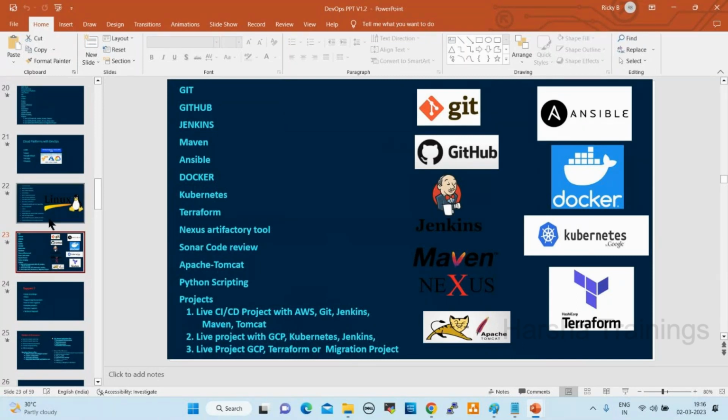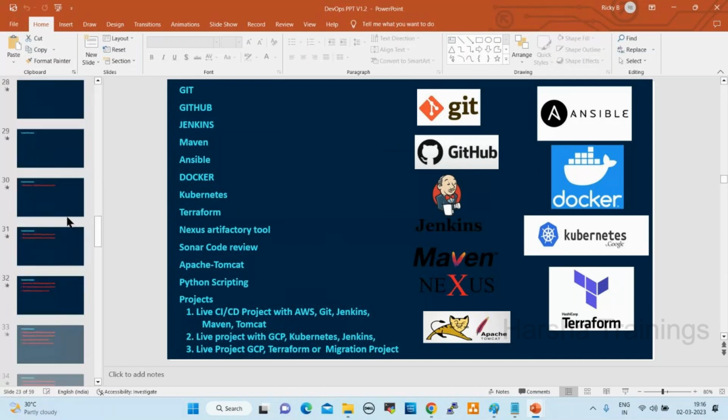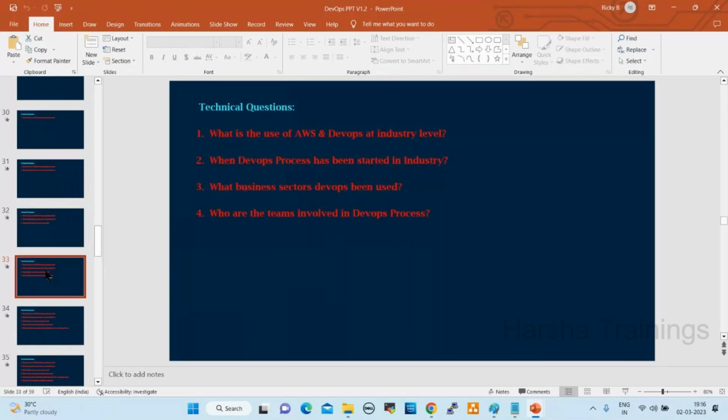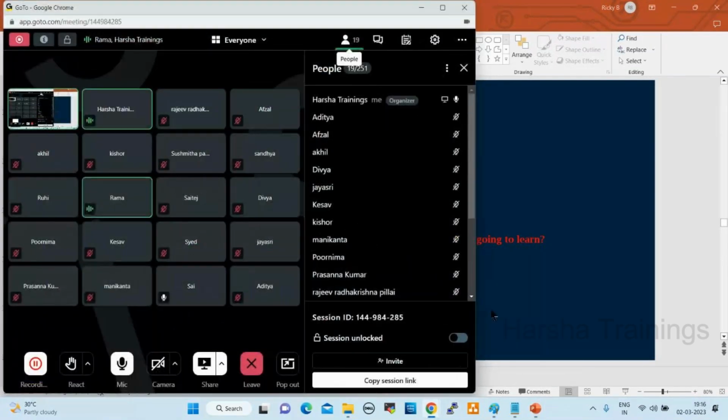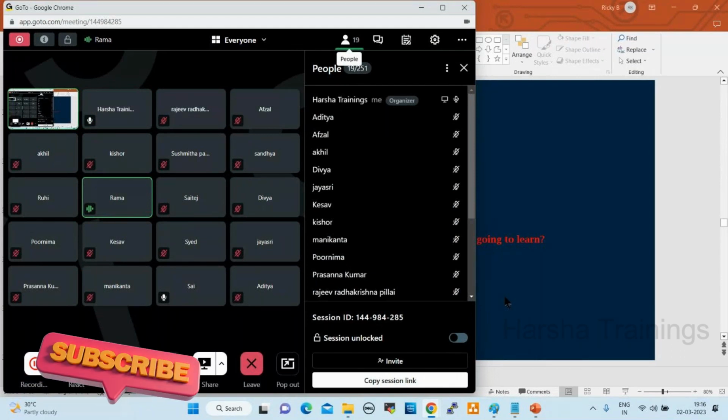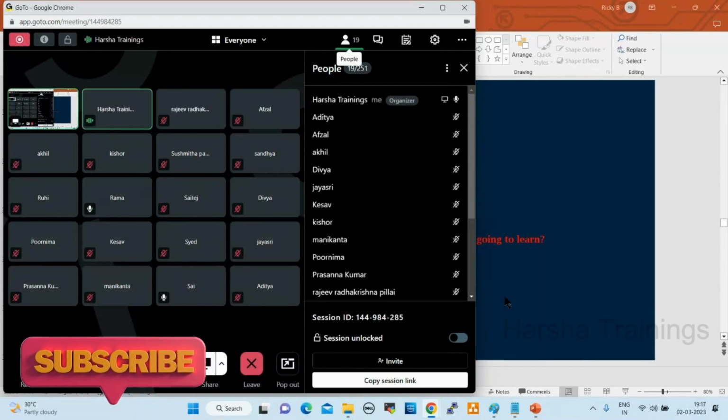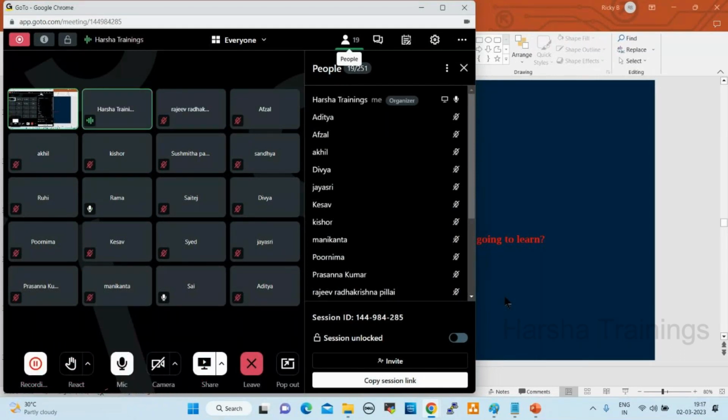Next question here. After completing every tool, can we get any exercises on the tools? Yeah, definitely. Yes, we do exercises tool wise. Okay, thank you.